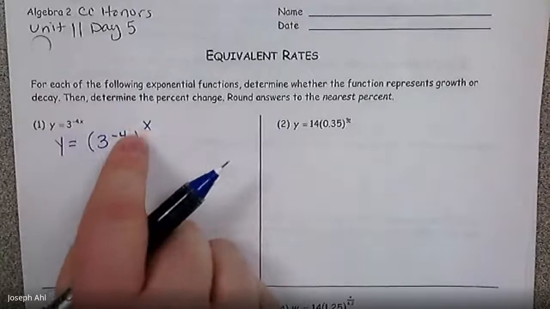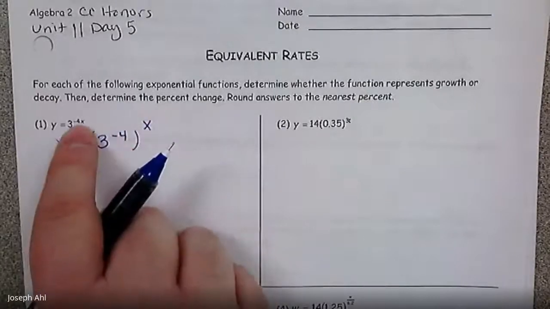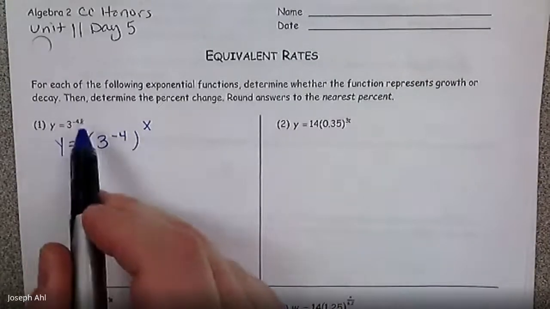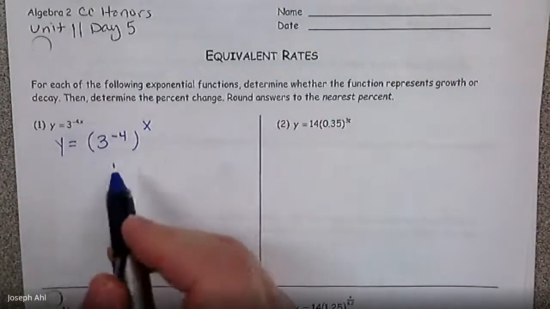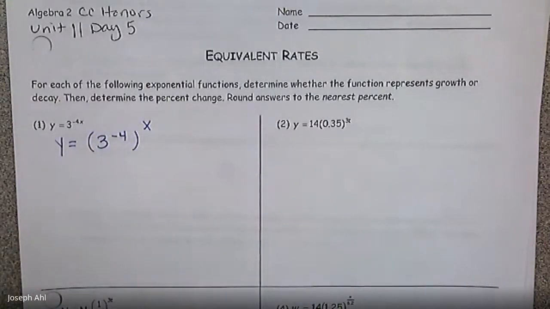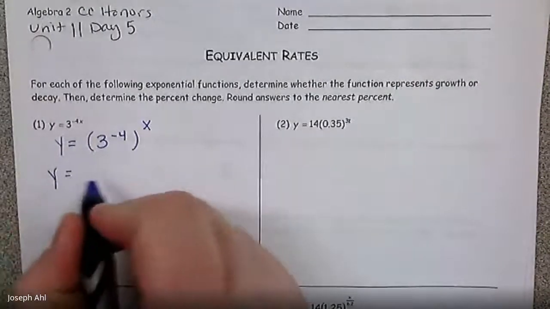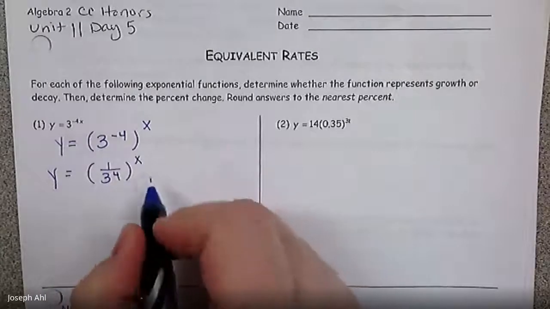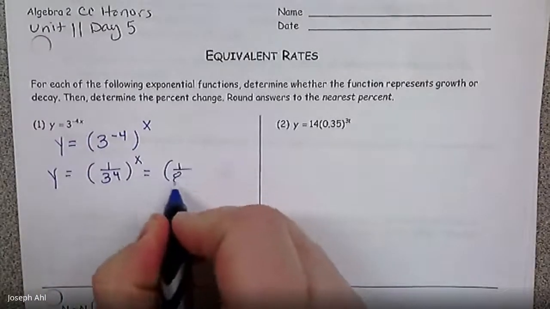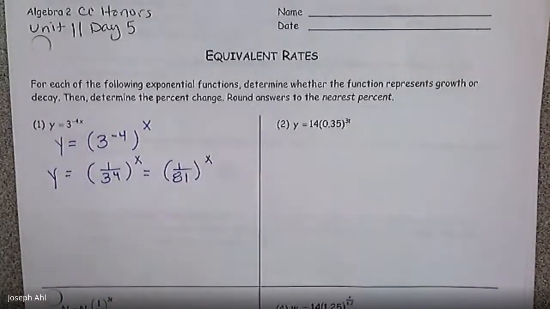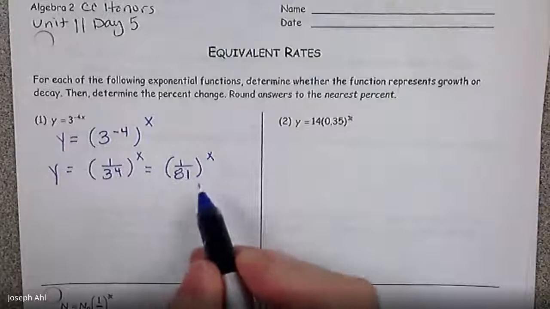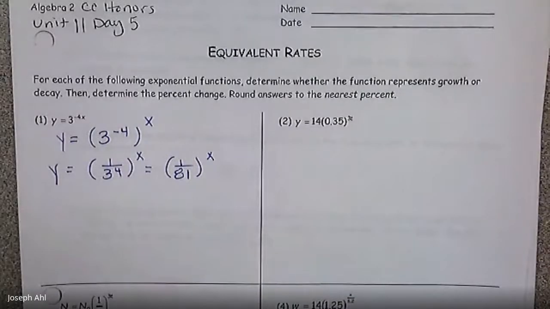Well, a power to a power would mean multiply those exponents, and then we get back to where we just were a moment ago. But instead of expressing it as 3 to the negative 4x, if I write it in this fashion, 3 to the negative 4th, I know that is 1 over 3 to the 4th. And 3 to the 4th is 81. So this is 1 over 81 to the x power. Now that I have it written in that format, I see the base is something that's less than 1, so I'm definitely thinking this is decay.